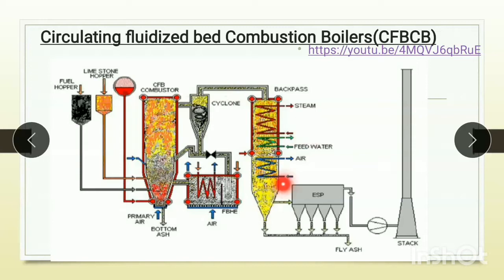Here we have the air supply. From here we supply the feed water, and the steam generation is done here in this steam generation process. This is the ESP, this is the fly ash. Okay, so these are the components of it. Let's see a small video, and with the help of that video we are going to understand its working.